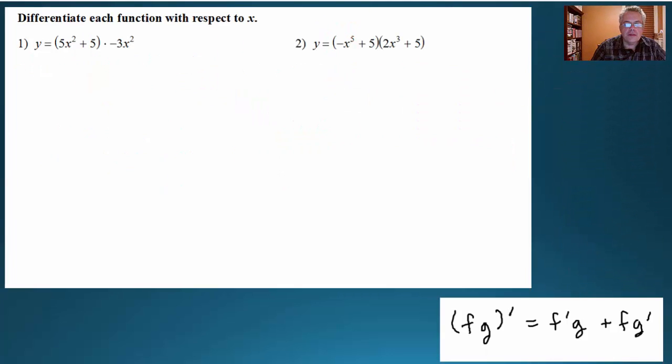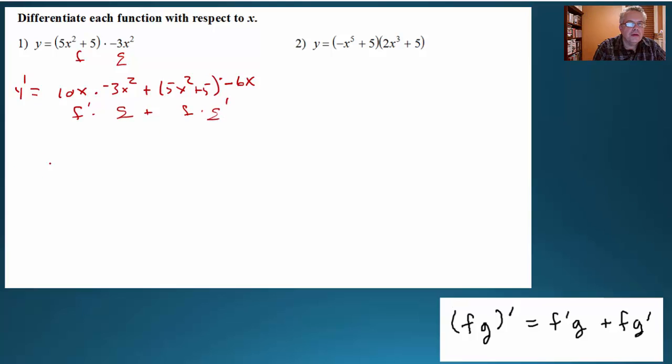All right, so these are very similar. This is f, and this is g. So here goes y prime. It's f prime. The derivative of this is 10x times g, negative 3x squared. All right, plus f, that would be this function, times g prime, which is negative 6x, so that's times. All right, so again, what do we have here? F prime times g plus f times g prime. Okay, so if we simplify it, we get negative 30x squared. We get another minus 30, but it's x cubed minus 30x. And there's nothing we can do with that. That's simplified.